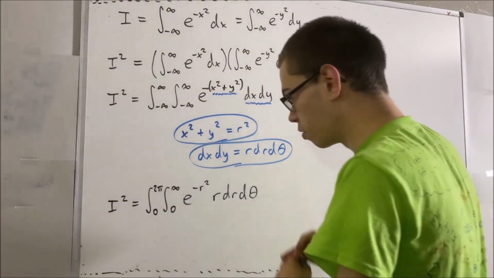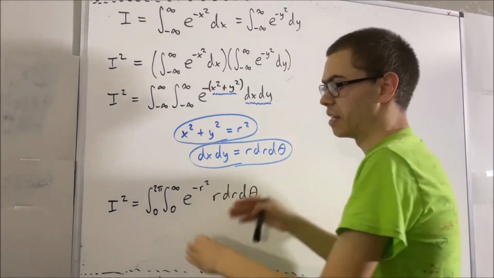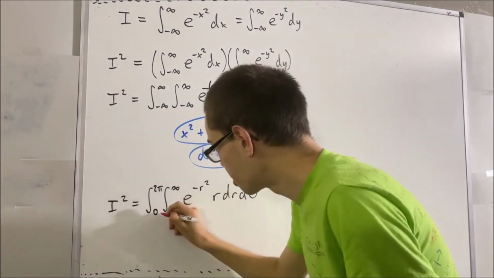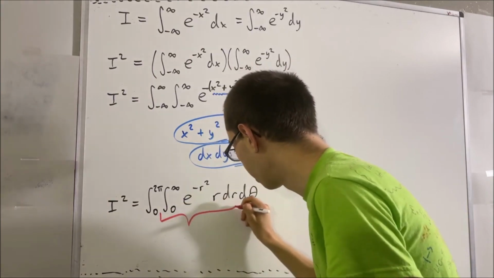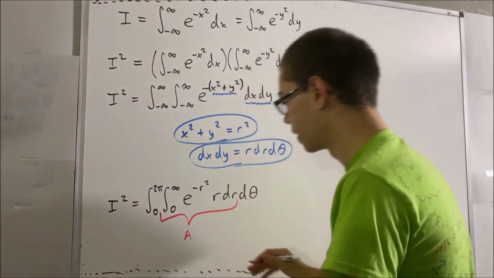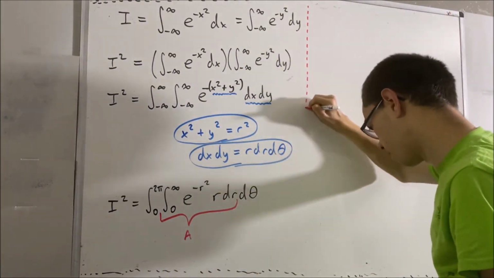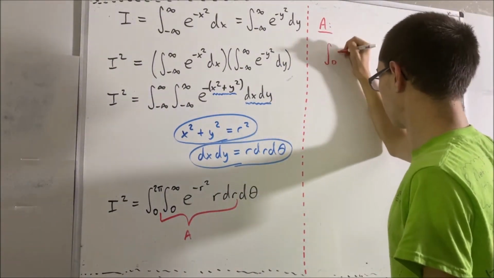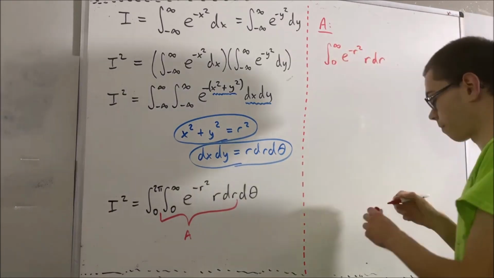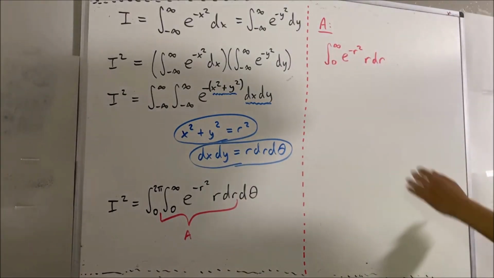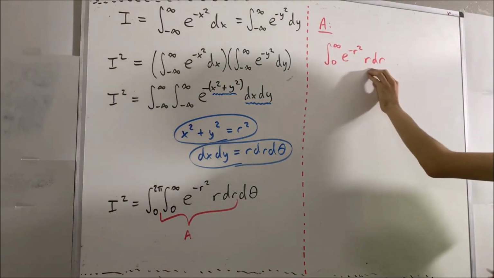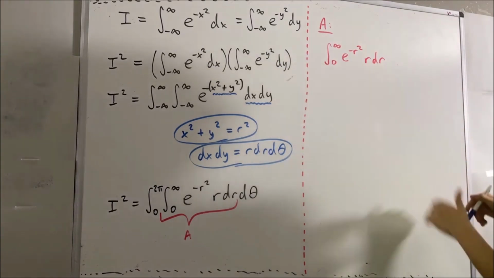So at this point, we are going to evaluate this double integral. Starting with our first integral, I'll call this integral A. We're going to evaluate integral A up here. So how do you suppose we could start off evaluating this integral? Well, we could start out by doing a u substitution.